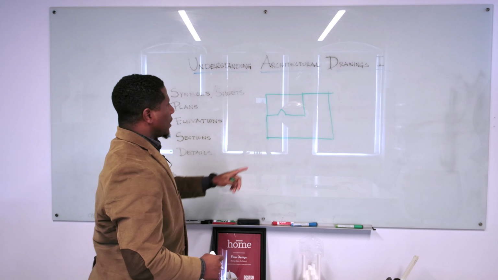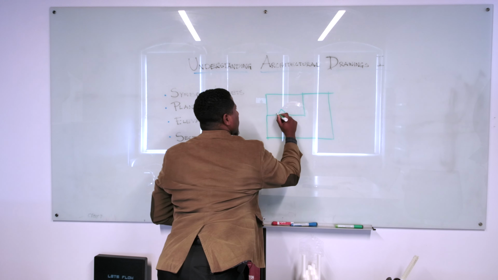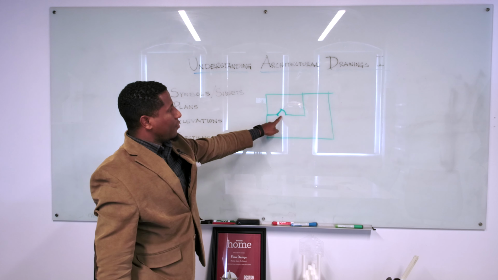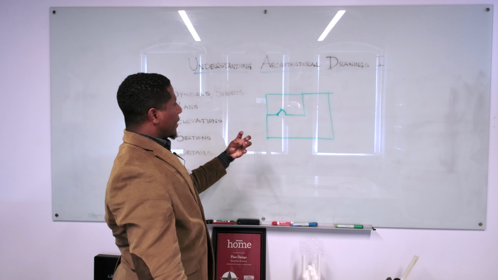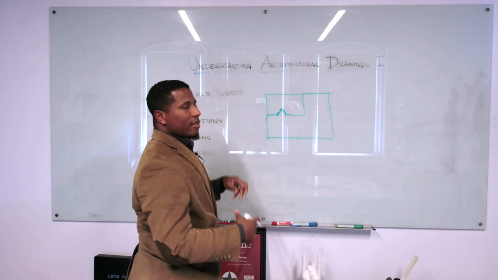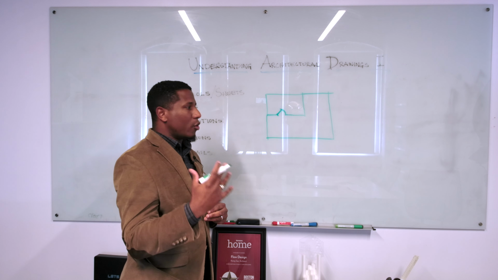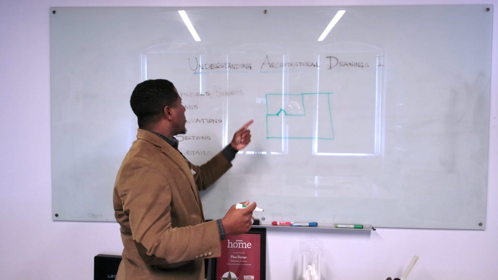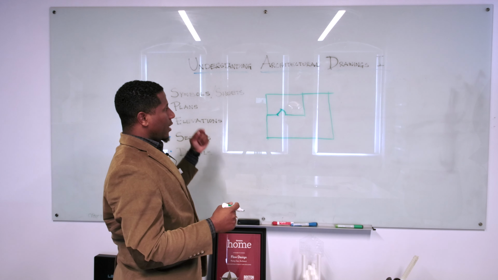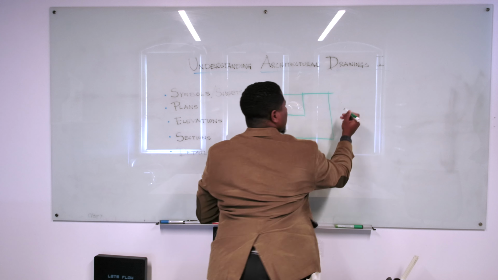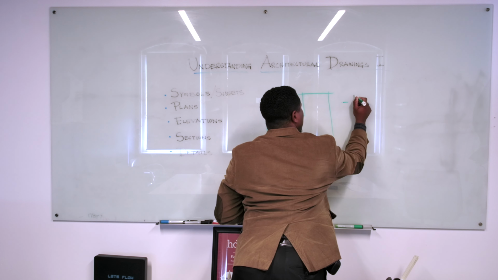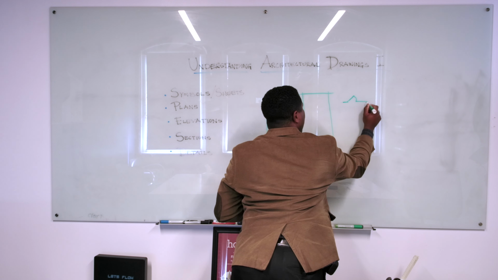So symbology, this mark here, if you notice, that's a door. So in plan, this indicates a door. Now, there are different ways that you can showcase what a door is in plan, but I'm gonna go over that later on. So simple things in terms of symbols, that is a door.